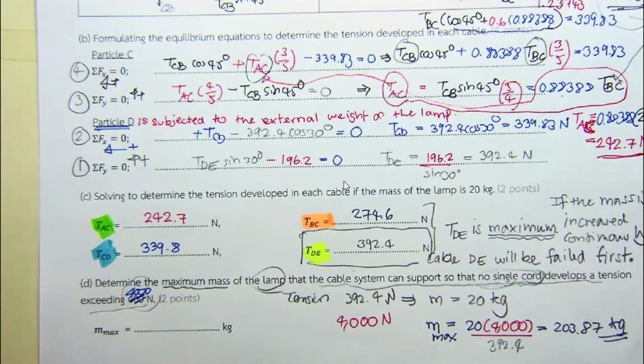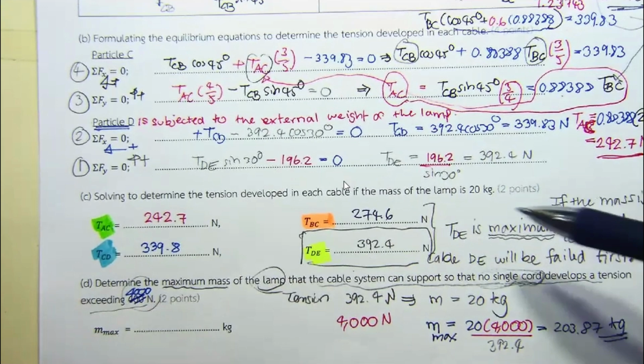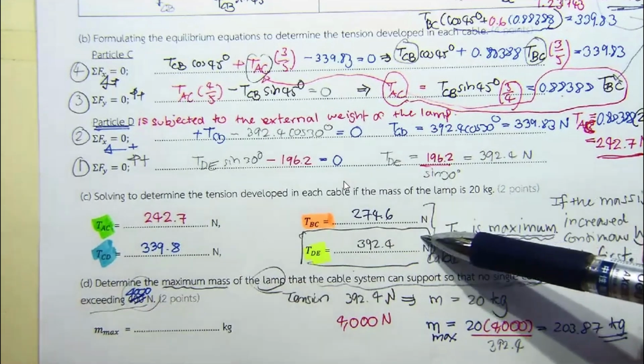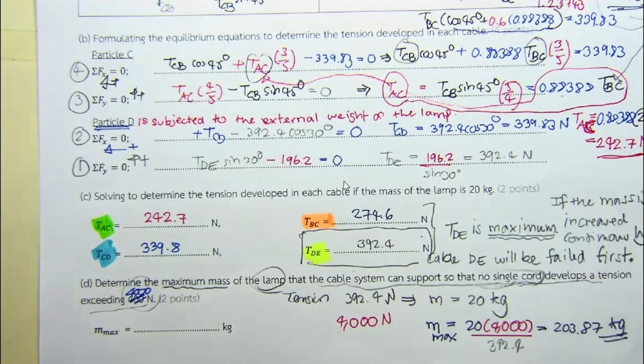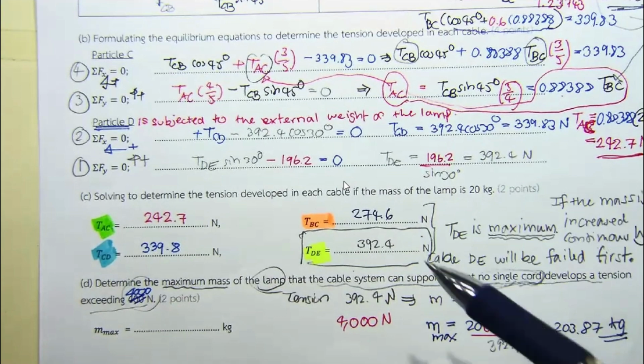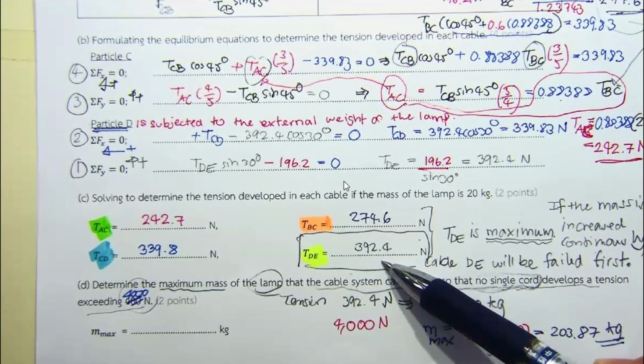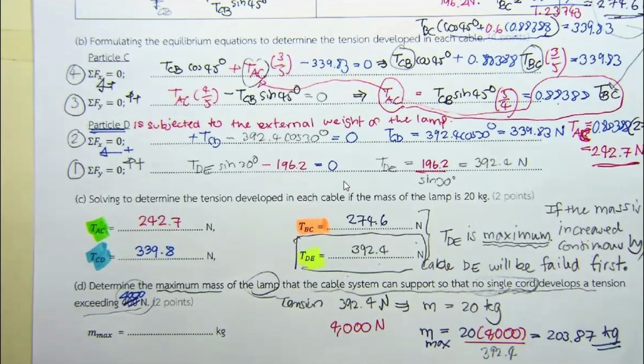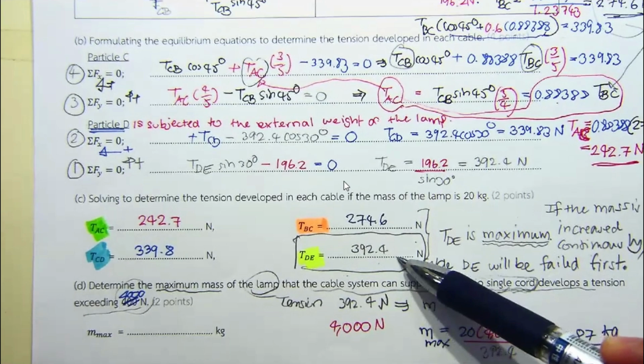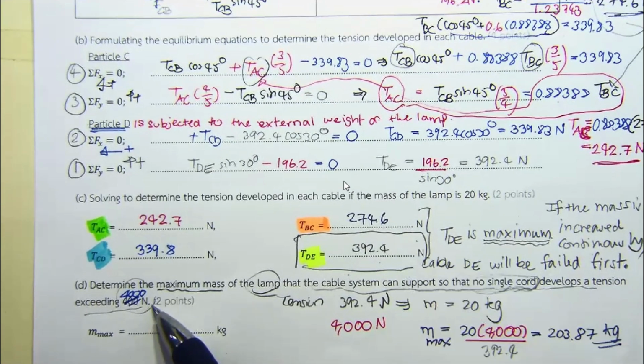Let's check your engineering sense, to know the difference between the forces in each cable. They are not the same. The same mass, 20 kilonewton, produces the force in DE of 392.4 Newton, and this is the largest force. Then when we increase the mass, this one still gets the largest force, and we reach 4,000 Newton first. The concept will be like that, and then just do the proportion. You will get the answer easily.